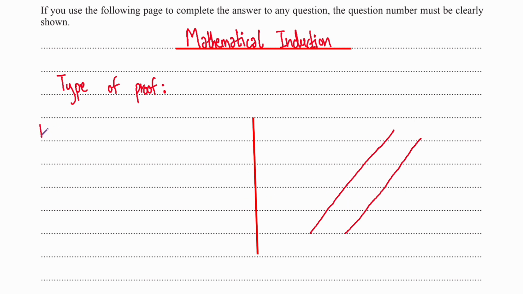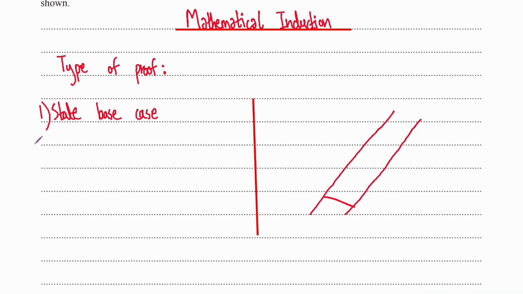So how do you do induction? Number one, you state the base case. We'll go over an example of induction soon, but first I'm just going to tell you how to do it. State the base case. That transfers to us saying that, okay, the ladder has a first step, so we can get on the ladder. This is what the base case is.